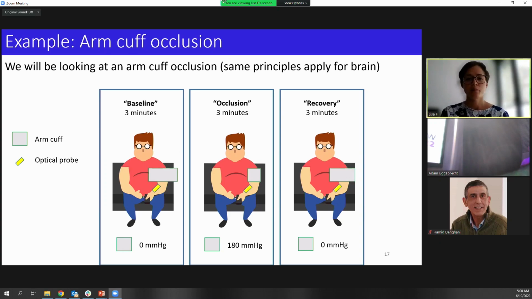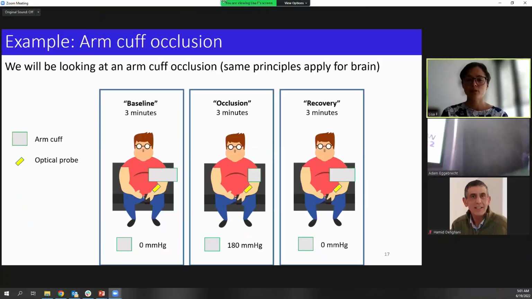So the protocol looks something like this in this cartoon here. We placed an arm cuff on the upper arm and then placed our optical probes located more distally from that arm cuff. For 3 minutes, we took a baseline measurement. In this case, the arm cuff was not occluded, and therefore blood was able to flow normally into the distal region of the arm where we were looking optically.